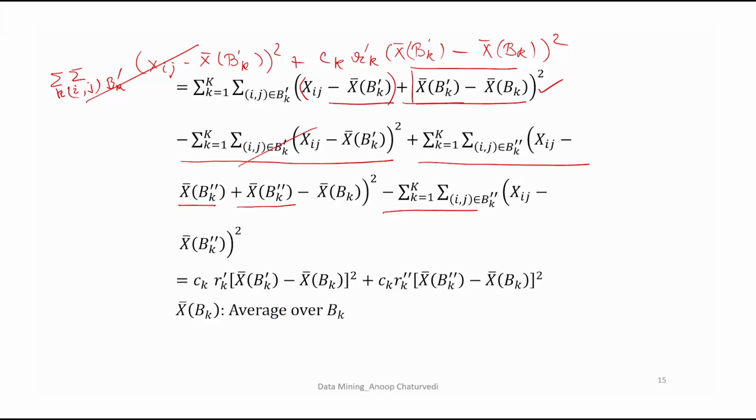Similarly, you can simplify the second term also, and then again this term will cancel out. So here we get ck rk double dash x bar bk double dash minus x bar bk whole square. You also have the cross product term, but you can easily verify that the cross product term vanishes. You just make use of the result that sum of deviation from mean is equal to 0.